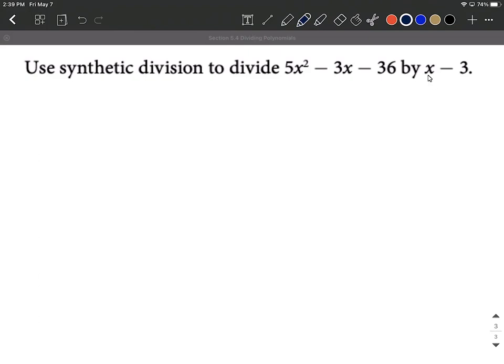All right, so since we're dividing by x minus 3, we want to use kind of the opposite sign. Positive 3 goes out in front. Then what's going to happen is I'm going to steal each one of these coefficients, the numbers out in front, and I'm going to put them up above here. So I have 5, -3, and -36. We didn't skip over any powers of x. It went x to the second, x to the first, x to the 0, so I didn't need to put any placeholders up above.